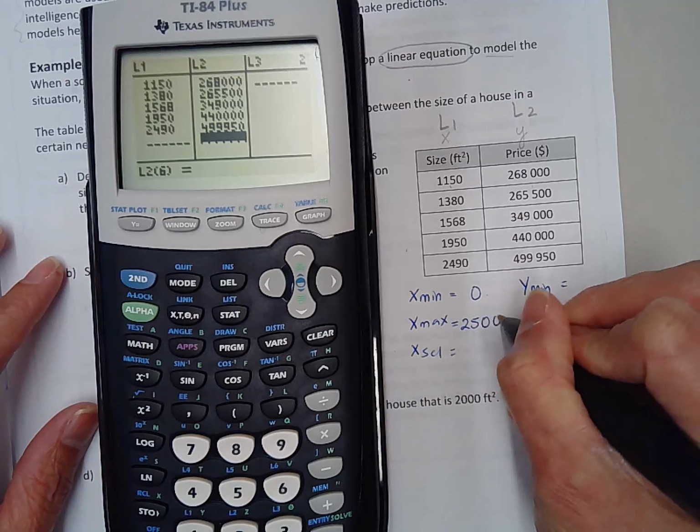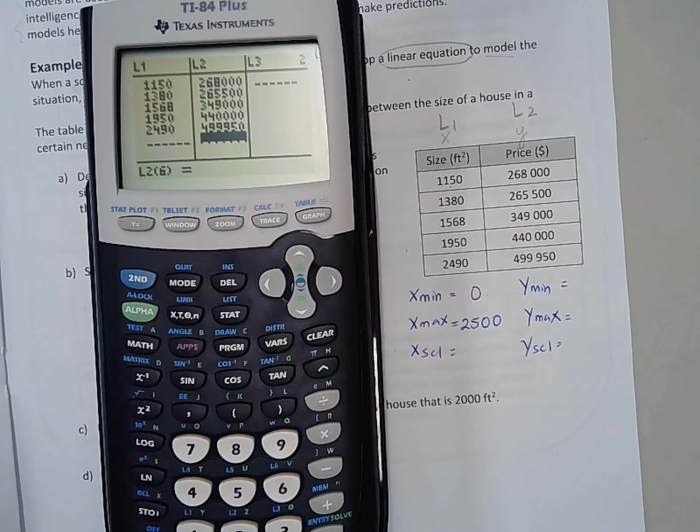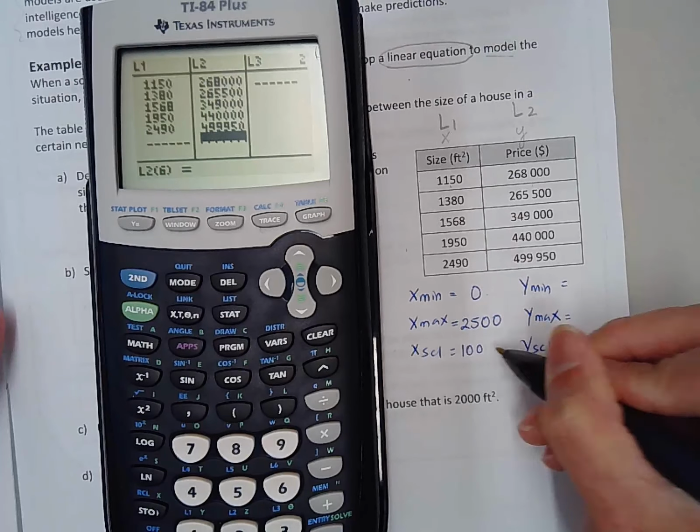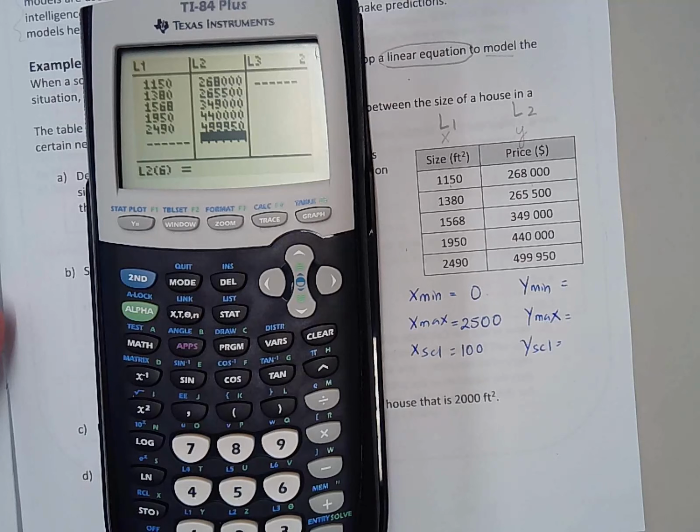2,500? Yes. What do you think our X scale is? What should our tick marks go up by? 100. Okay, so we can go up by 100. Could we go 200? Yeah. Could we go 500? Yeah, that's okay. X scale is just basically a tick mark. What is it going up by? It won't affect our calculation. It really won't affect our graph, right? It's just going to have so many tick marks.